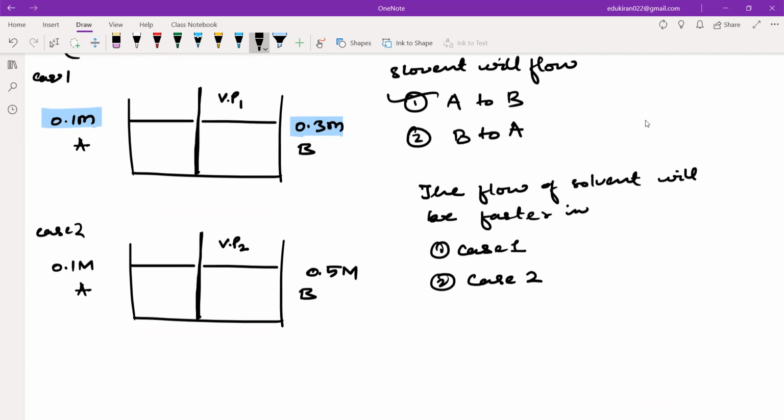Okay. So VP1 and VP2 are the vapor pressure of the B compartment in case 1 and case 2. Is that clear? Yes or no? Yes, sir. Now tell me which of them is higher and which is lower. VP2 will be higher?